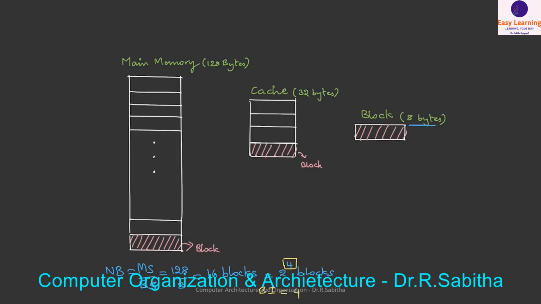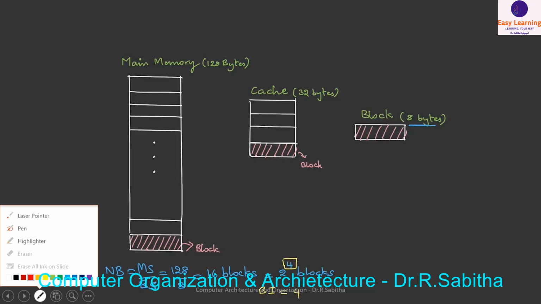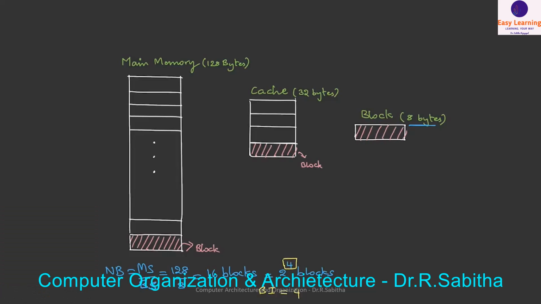So for that, first let us take an example and understand how this direct mapping mechanism works. The number of blocks here is your main memory size divided by block size. The main memory we have taken is 128 bytes. So 128 divided by the block size. The block size is nothing but the number of bytes that could be kept in a single block. So it is 8 bytes. So totally we will be having 16 blocks to represent the data, because we are using block addressable memory. So it is 2 power 4 blocks.